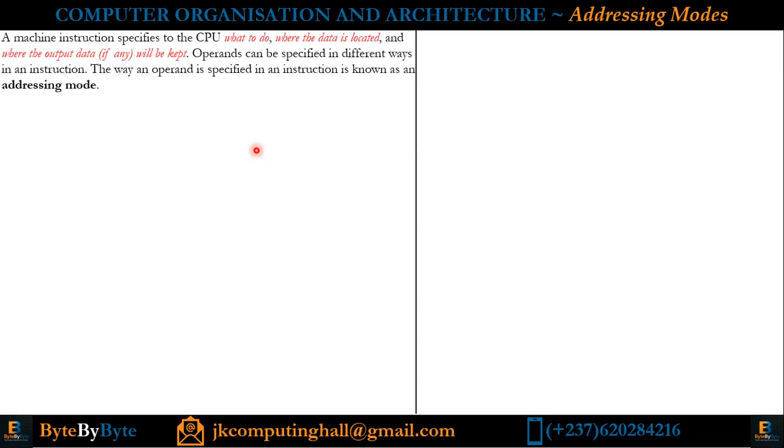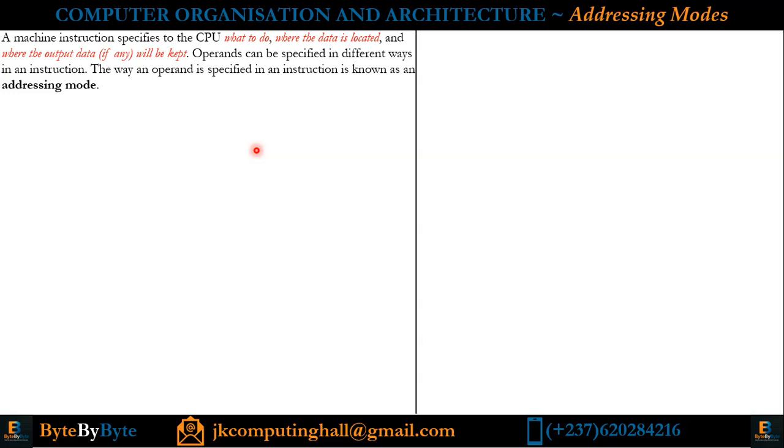We know that a machine instruction specifies to the CPU what to do, where the data is located, and where the output data, in case we have, will be kept. That's what a machine instruction specifies to the processor.